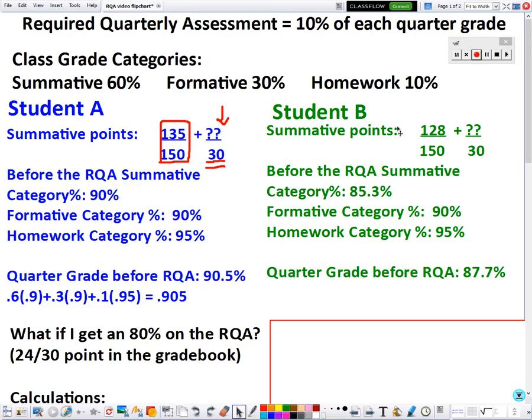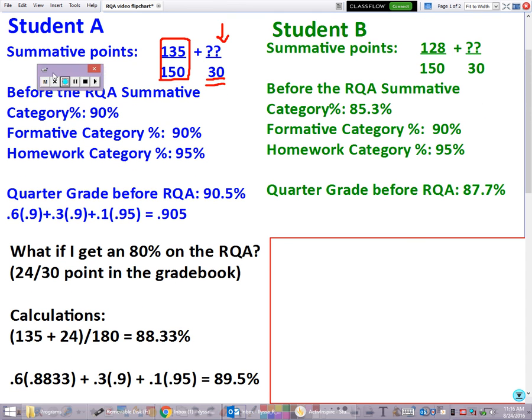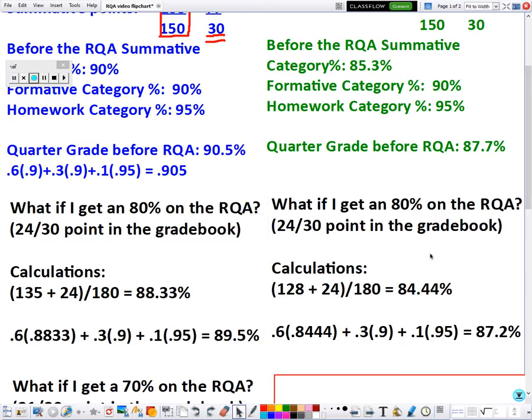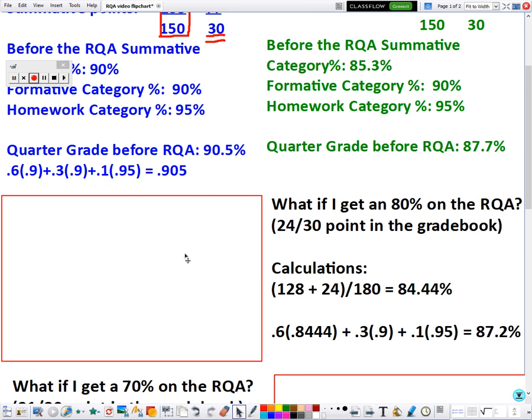We can do the same thing now. This student B, their summative category before the RQA is an 85, compared to this student had the 90. So we can do the same calculations. If they get an 80% on the RQA, it's a 24 out of 30 again. They have an 87 for the quarter, so it did not change their quarter grade much from before and after the RQA.